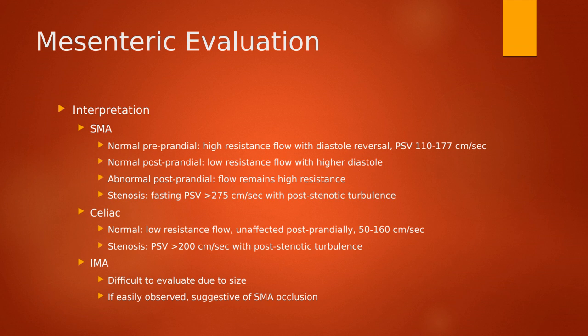And the IMA, really difficult for us to visualize. If it is easily observed, it could be because it's overcompensating for an occlusion somewhere else. So if the IMA pops out at you, it's super big, super obvious, that's not normal. So that's probably going to lead us to say that there's some sort of occlusion elsewhere within those mesenteric arteries.